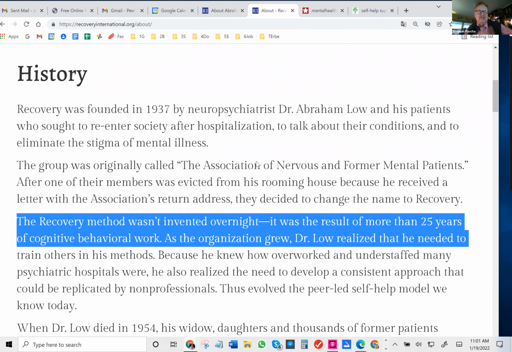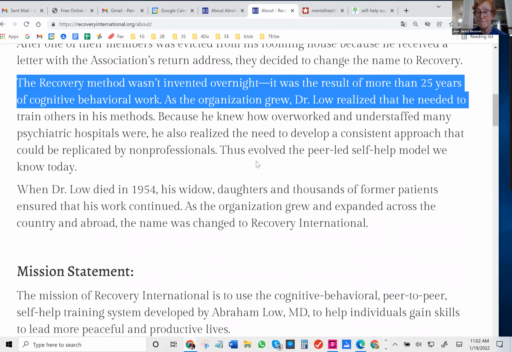Okay, there's an interesting history about this on the website. You can see about the history, but the proof in the pudding is this thing has been going on since 1937. And we are in 2022, and it's as sustained as the 12-step groups. And it works well with 12-step groups.